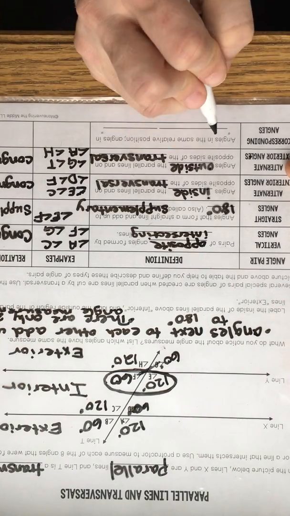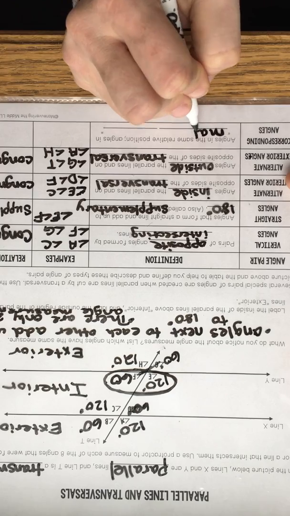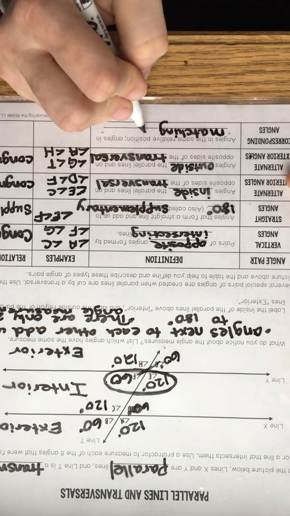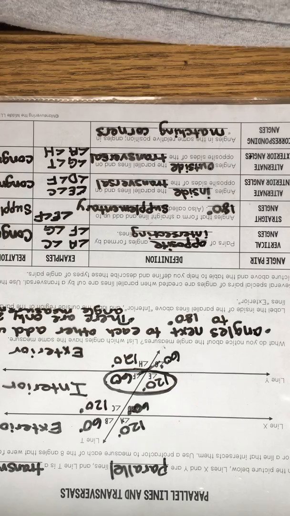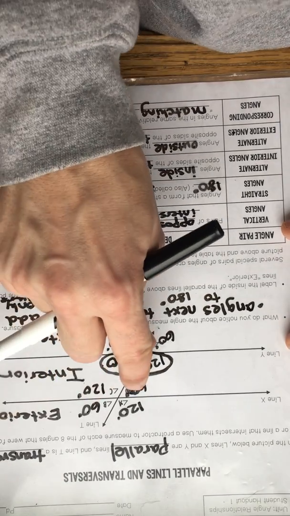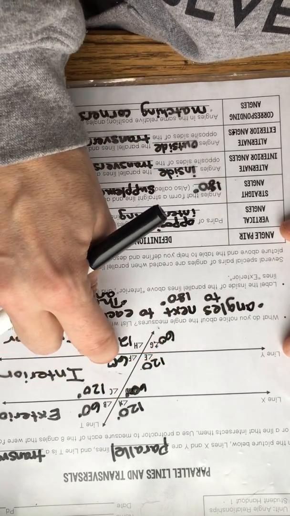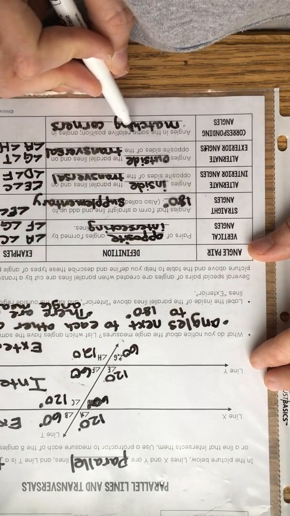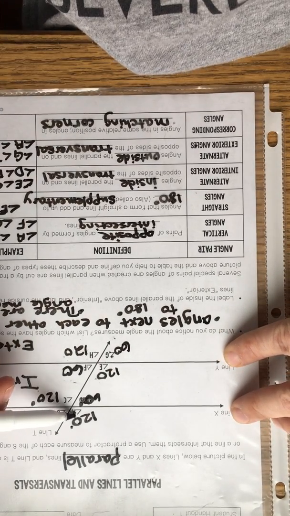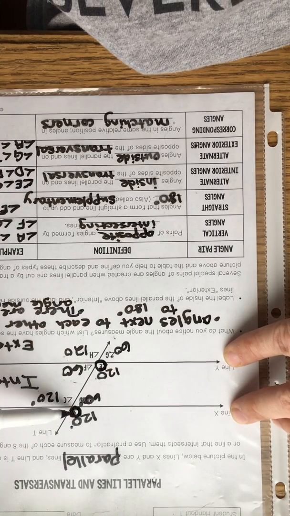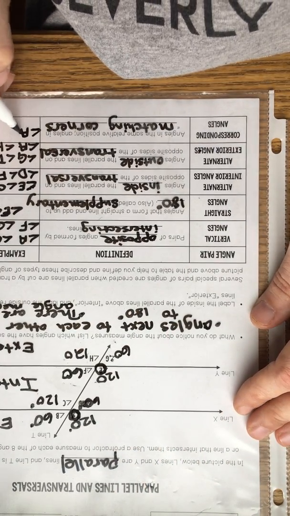All right, corresponding angles. Angles in the same relative position. Angles in matching corners. Matching corners, meaning they're in generally the same spot. So corresponding angles are in the same relative position. So if we're looking at line Y and line X, notice how angle A and angle E are both on top of the line to the left of the transversal. Angle A, angle E.